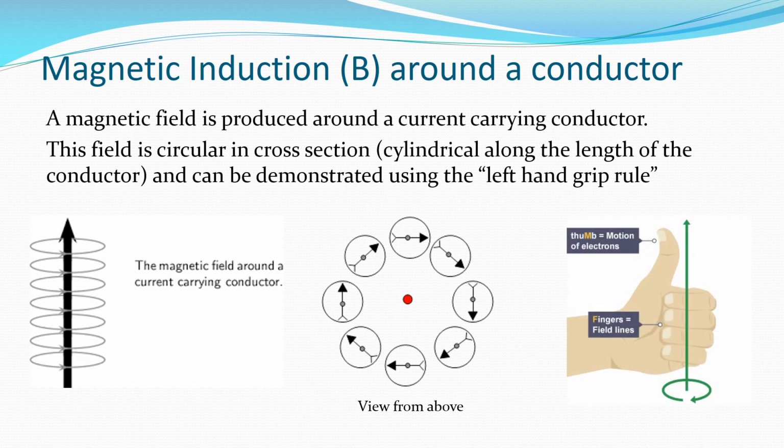This follows the left-hand grip rule. So if I give myself a big thumbs up with my left hand, the motion of the electrons is my thumb, and the fingers show the field lines. You're pointing your thumb up, the field lines are curving around in a clockwise direction. If you change the direction of the current, give yourself a thumbs down, you'll see that the curl of your hand is moving in the anti-clockwise direction.